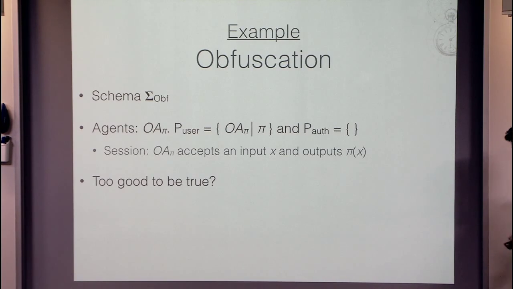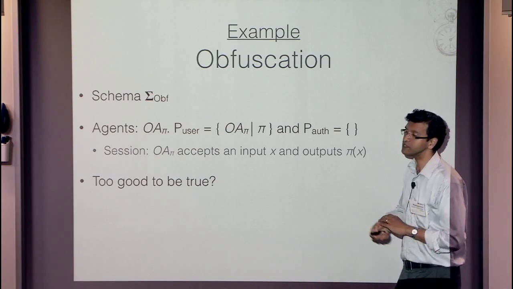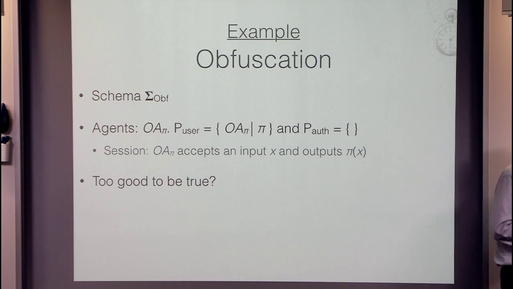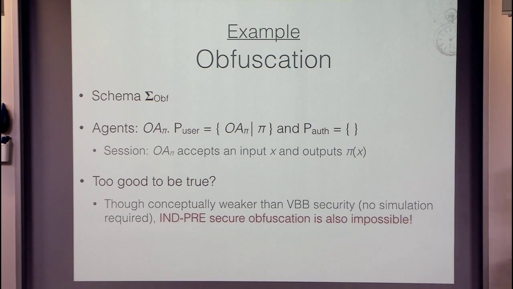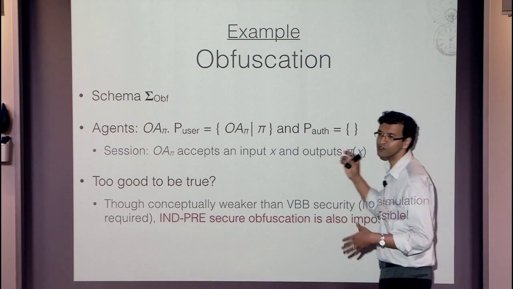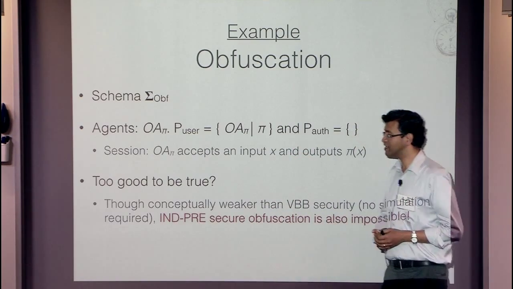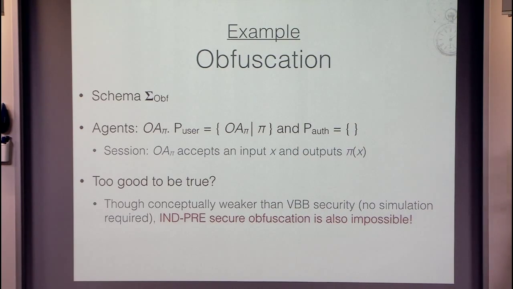Could we achieve, we know VBB obfuscation is impossible. Could we get this security definition for obfuscation, or is there an impossibility result? Unfortunately, even though it's not VBB security, even though there's no simulation going on here, this particular schema turns out to be something you cannot realize as I stated.